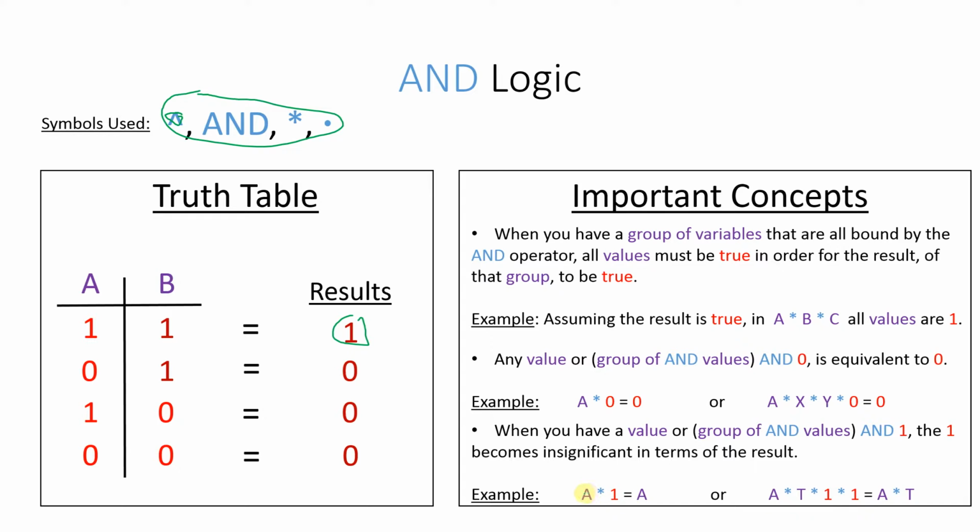As you can see, I have A and 1. The result is just A. And then over here, it's almost like you're just cutting them out. They're not even important. However, it is important that you take that out of the result, because you need to simplify it as much as possible.